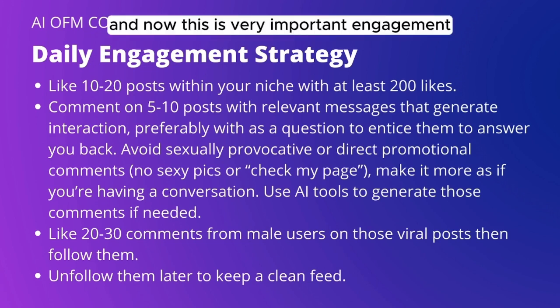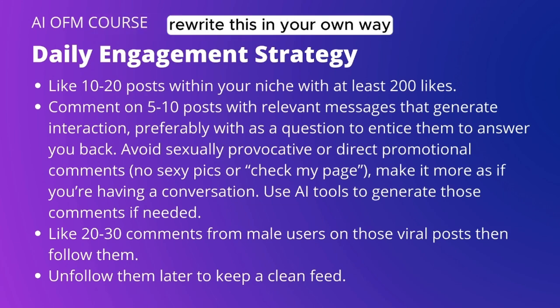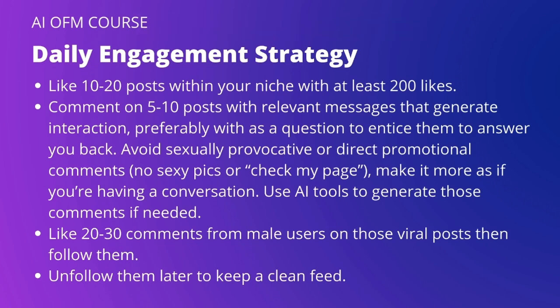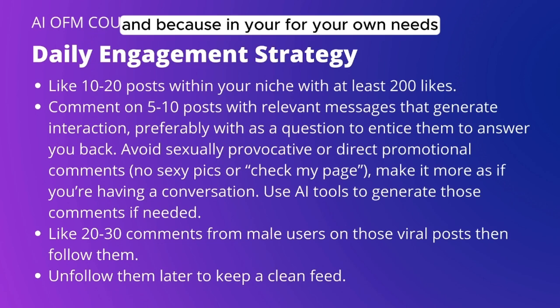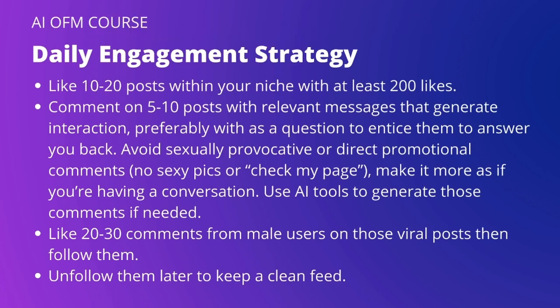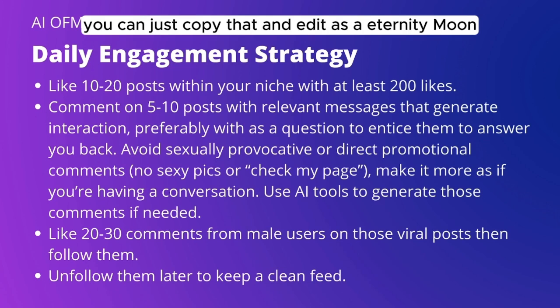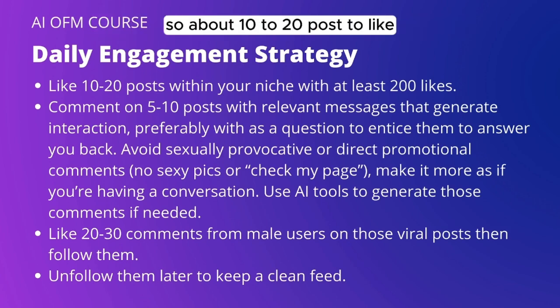And now this is very important, engagement, what to actually do. You can simply rewrite this in your own way and give that SOP to an assistant, for example. Of course, at first do it yourself so you can get the nuances, because for your own niche, maybe you'll spot something that is specific to you, and you can adapt accordingly. But this, you can just copy and turn it into an SOP for your assistants and your VAs. So about 10 to 20 posts to like every day within your niche. Make sure they have at least 200 likes, so that means they had a lot of engagement, they have the right targets, etc.